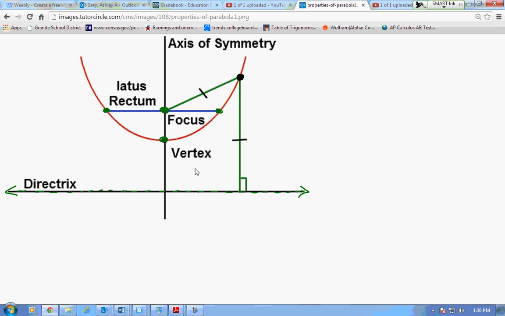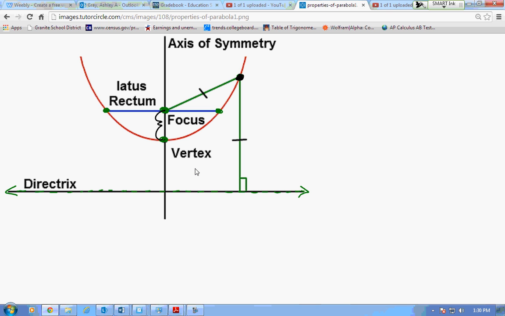I think this picture is a little bit off in scaling because the directrix should be up a little bit. The reason I'm saying the directrix should be up a little bit is because this distance is equal to this distance, to the directrix. And you can tell it's off a little bit.